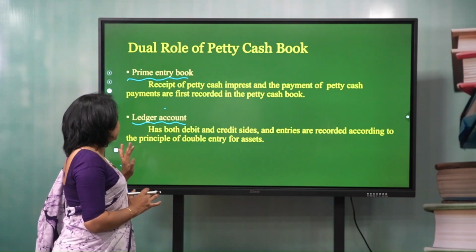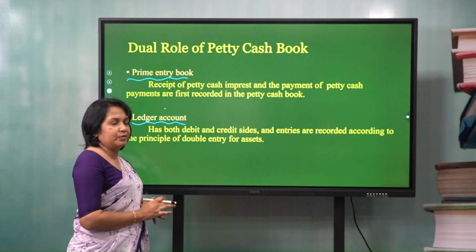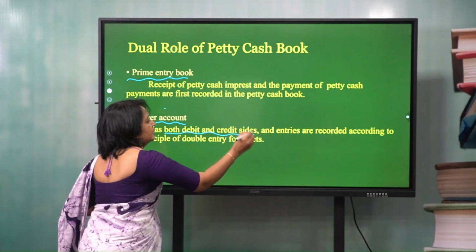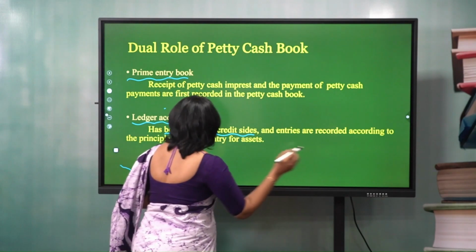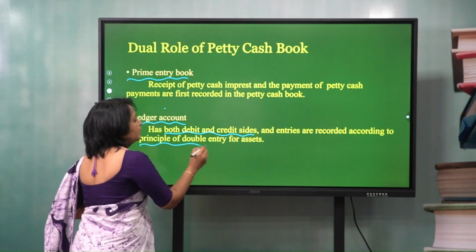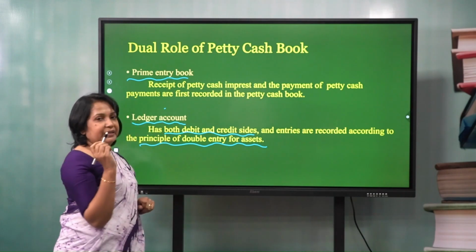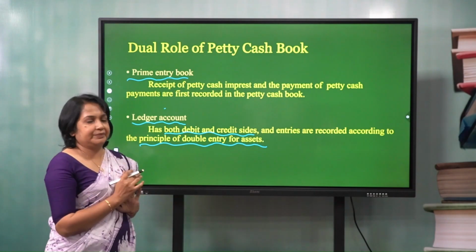And children, the other thing is we consider the petty cash book as a ledger account because we use both debit and credit sides in the petty cash book. And entries are recorded according to the principle of double entry for assets. Therefore, we are considering this petty cash book as a ledger account and a prime entry book.